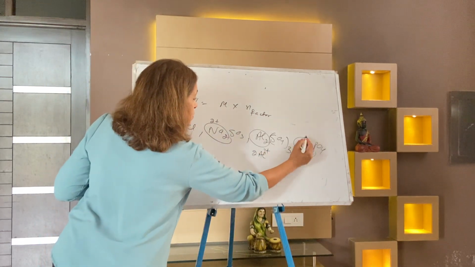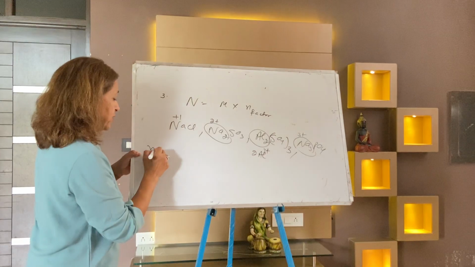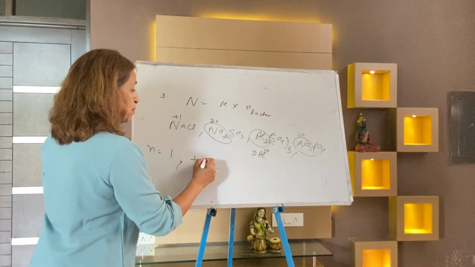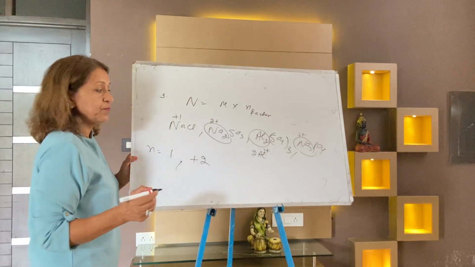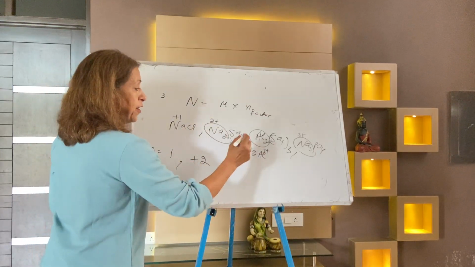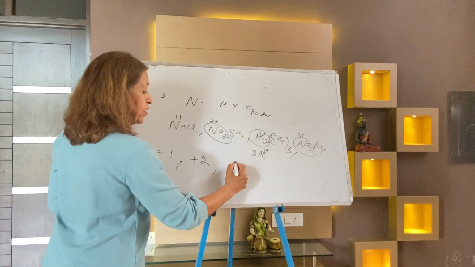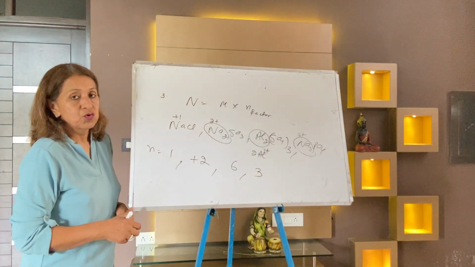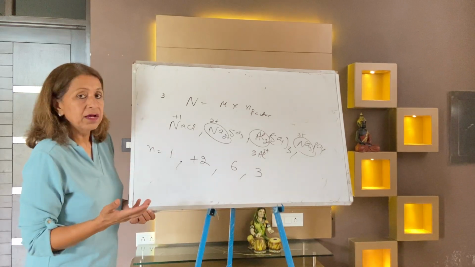It is 3 plus. Here the n factor is 1 because Na is plus 1. Here the n factor is 2, 2 Na plus. Here it is 2 aluminium, 3 plus, so the n factor is 6. Here the n factor is 3. I think it's clear, so you can directly solve the numerical.